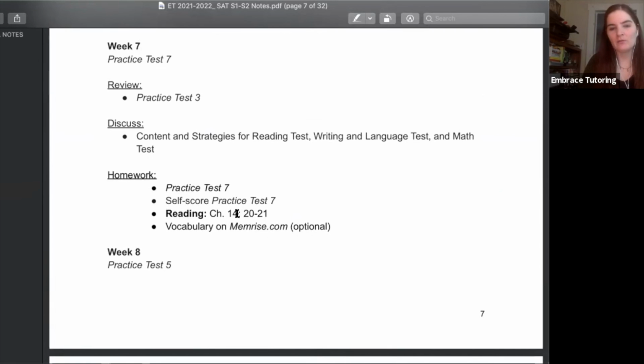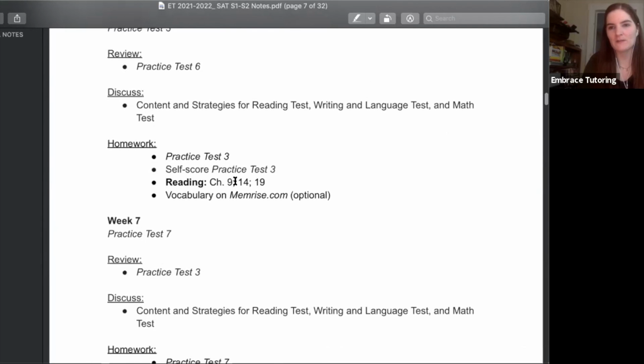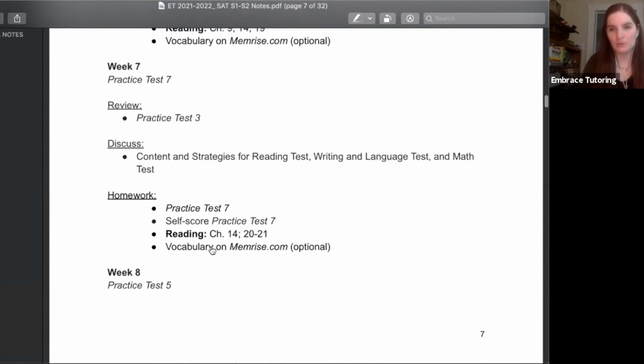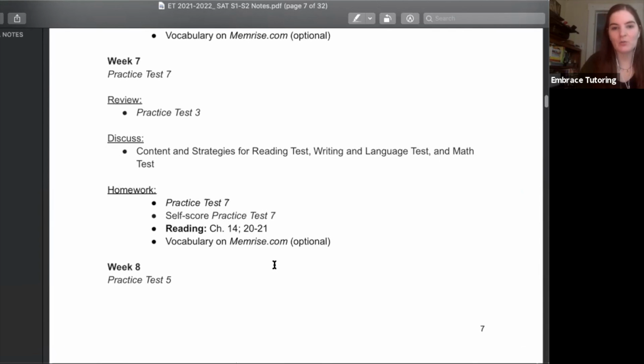You have reading for chapters 20 to 21. I know the syllabus or the notes say chapter 14, but I also had chapter 14 assigned the previous week. So unless you didn't get a chance to read it, you can read chapter 14, but otherwise you should just have 20 to 21 to really focus on. Review your notes because next week is our last session. So you want to make sure that you understand your strategies, how to proceed. Okay. And I'll send out the homework email as soon as possible. So everyone can get started on the next practice test, which is practice test 7.